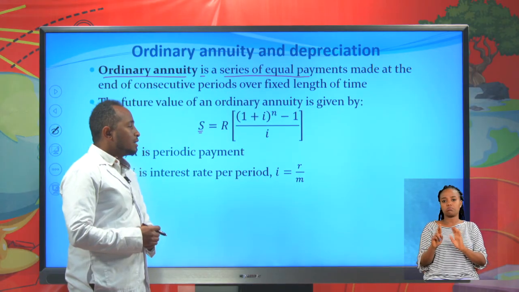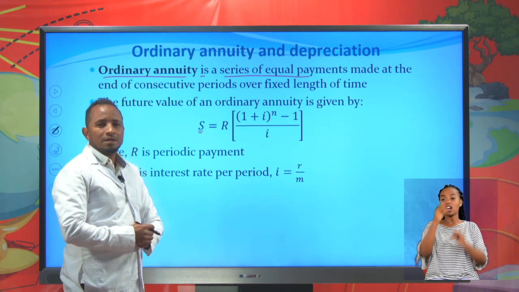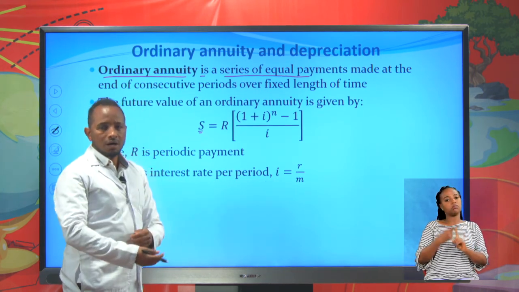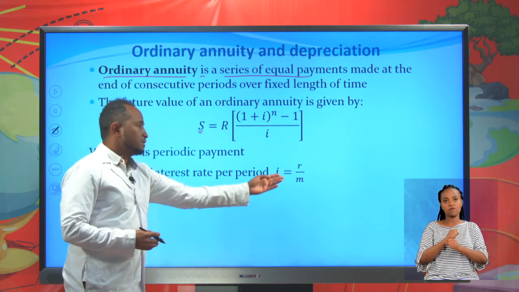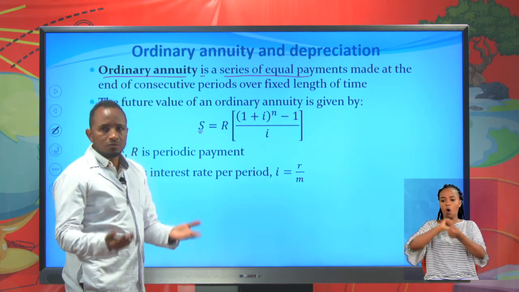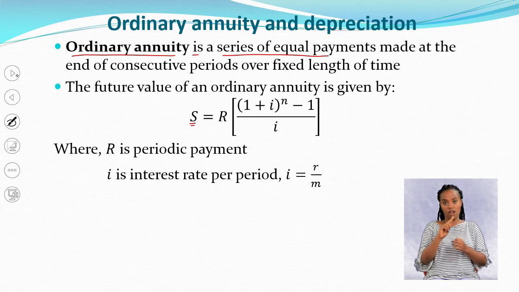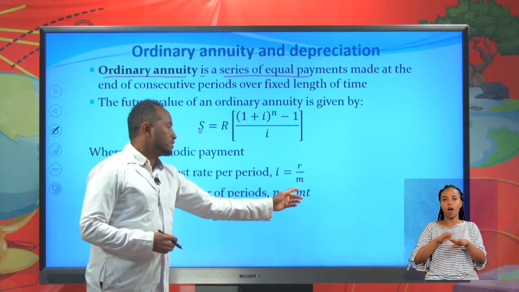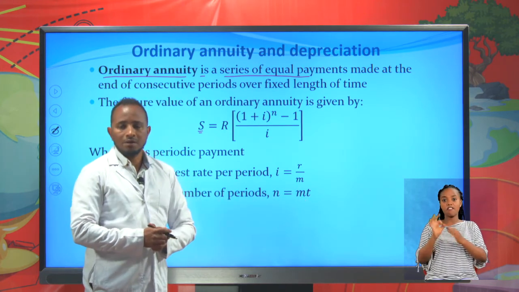I is given by r over m, where r is the interest rate per year. M is a conversion factor. If it is monthly, the conversion factor is 12. If it is quarterly, the conversion factor will be 4, and so on. And n is the number of periods, given by the conversion factor times time, where time is in years.